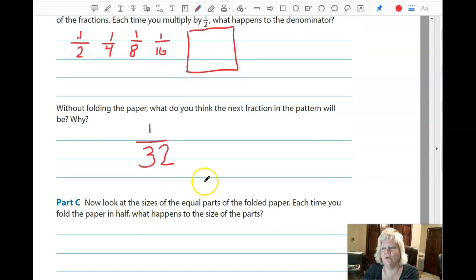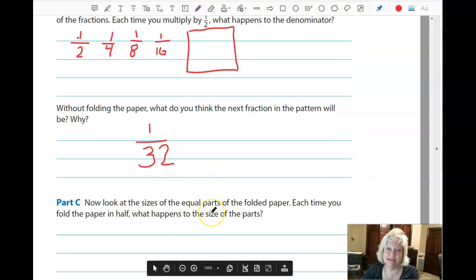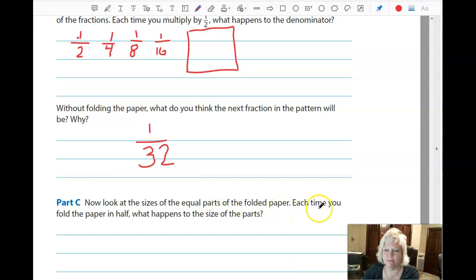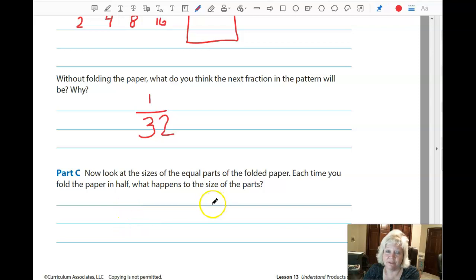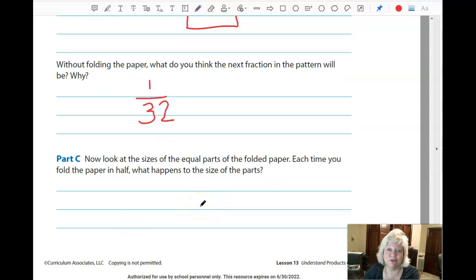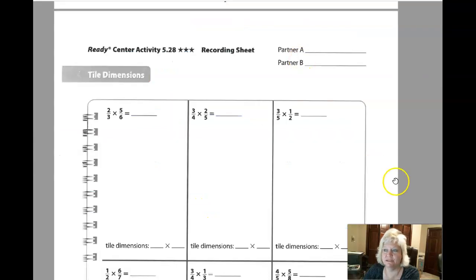Okay. Now, what happens to the sizes of all the little squares every time we fold the paper? Each time we fold the paper, the boxes get smaller. That's all there is to this one. And again, there's no practice page. So let's look at what you have to do for work today.